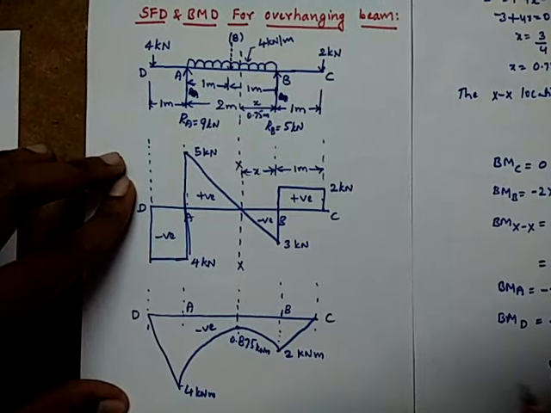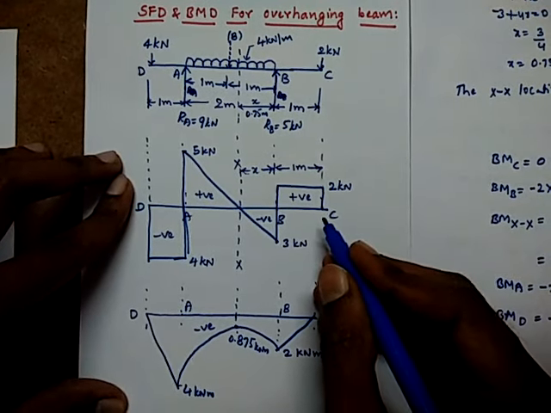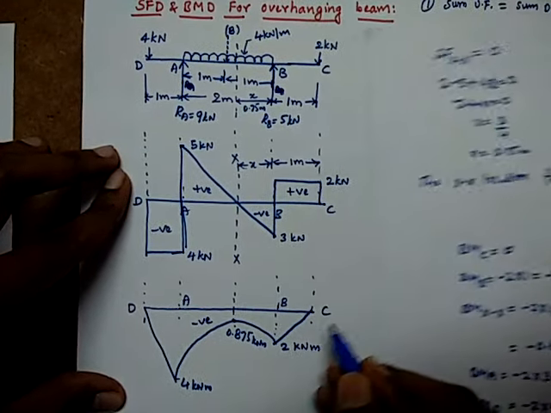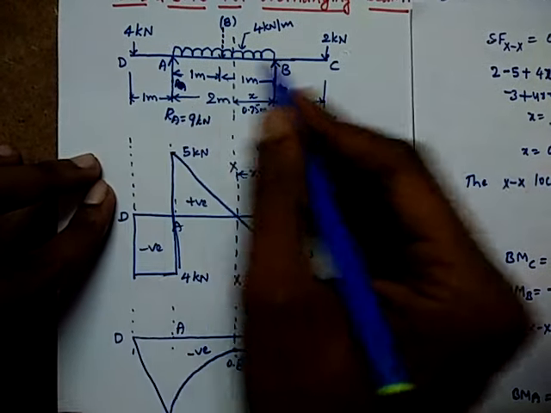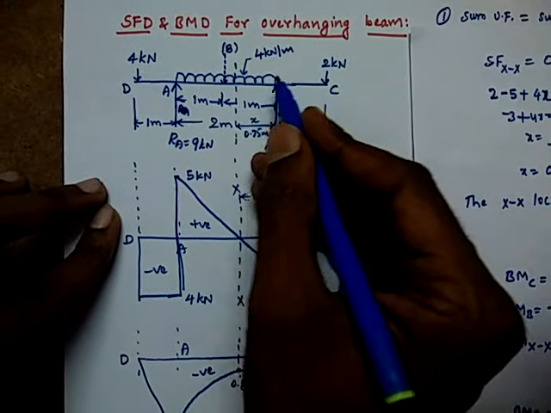So this is the way to calculate and draw the shear force diagram and bending moment diagram for the given overhanging beam, two sides overhanging, with the given point loads and UDL value.